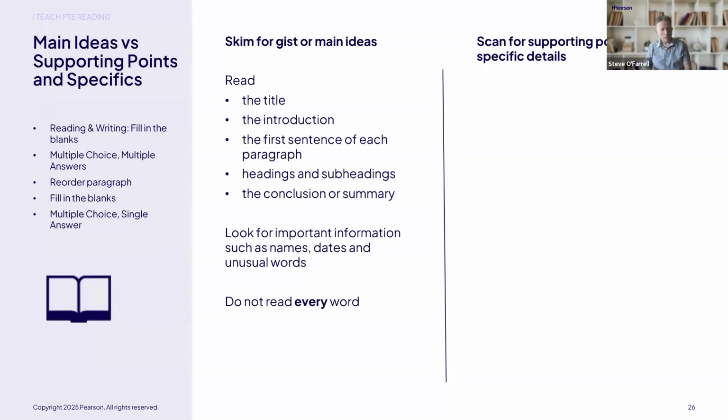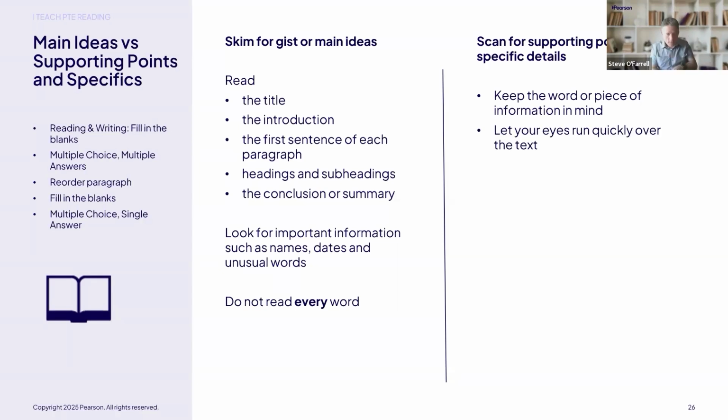Scanning, on the other hand, does something different. With scanning, you're looking for something specific, so you've got to keep that in mind. What's that word or piece of information that you're trying to find? Okay. So, eyes running quickly over the text, scanning for that piece of information. If the paragraph or sentence doesn't have it, skip it.